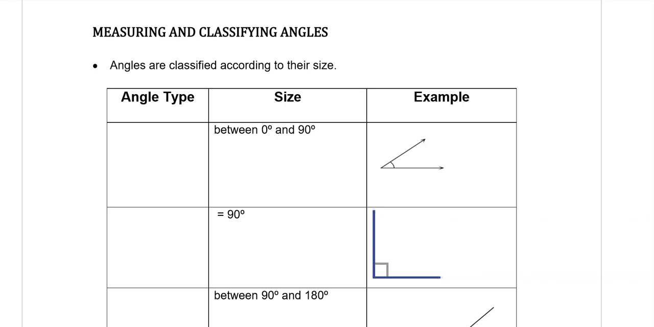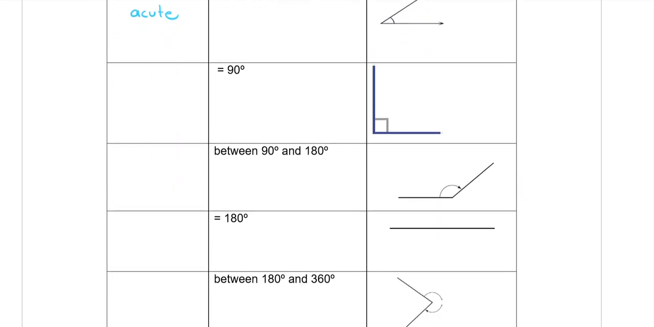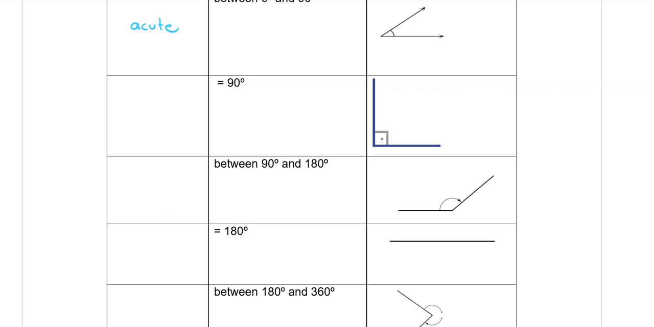Okay, so the first thing we're going to do is classify our angles according to their size. The first size that we're looking at are angles that are between 0 and 90 degrees, and you can see a little example of what that would look like over here on the right. That type of angle is called an acute angle. Next, we have an angle that is exactly 90 degrees, or you can see it over here again in the diagram. This is called a right angle.